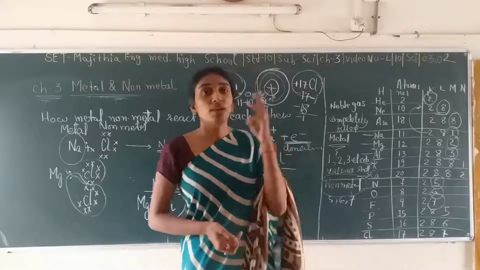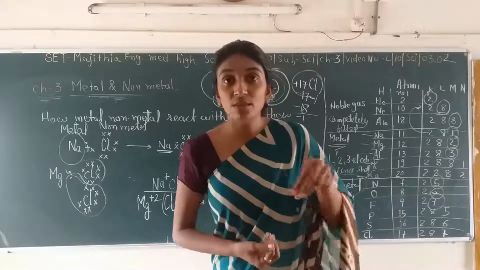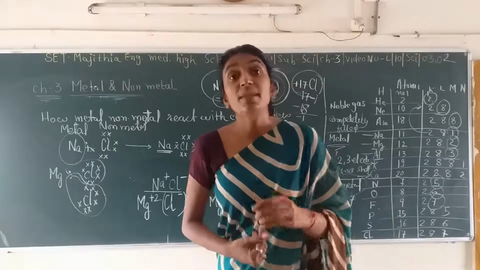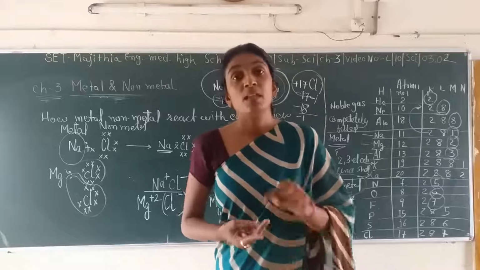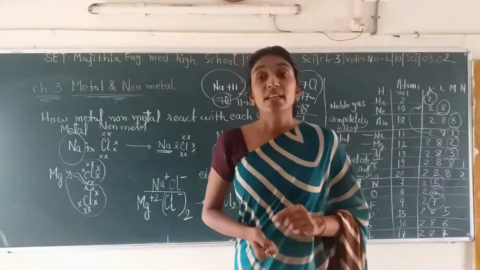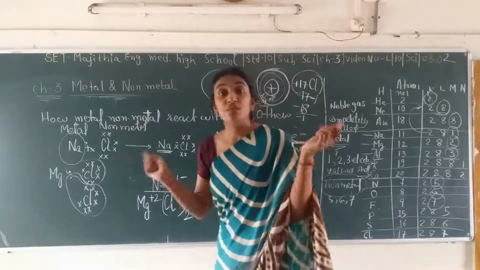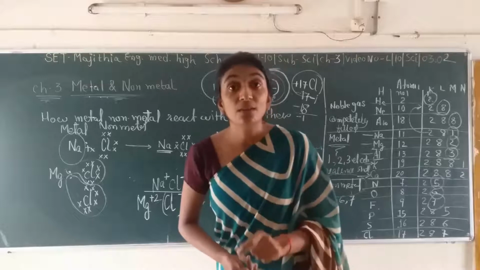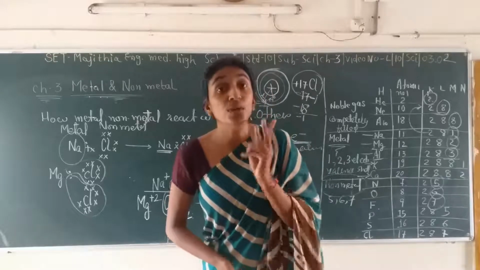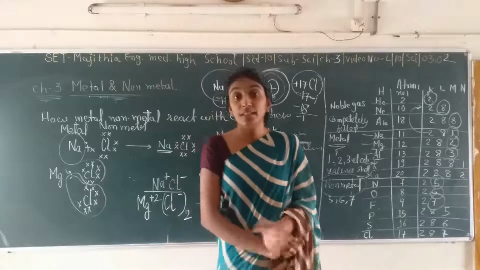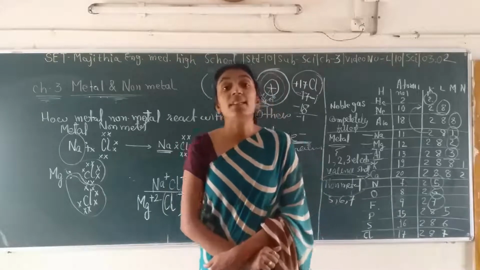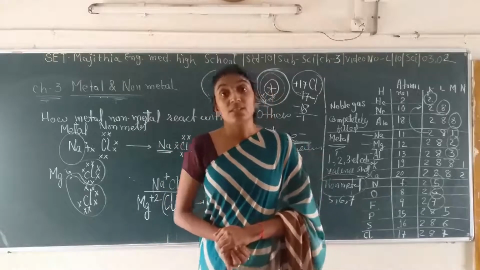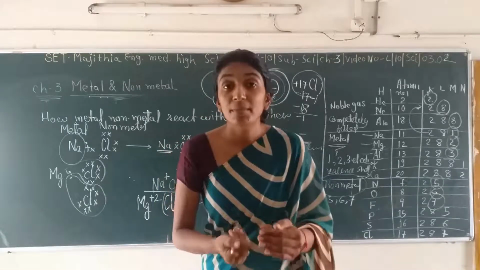There are only three kinds of things on the basis of which we can classify an element as noble, metal or non-metal. If the outermost shell, which we call the valence shell, has only 1, 2 or 3 electrons, then we call it a metal. If there are 5, 6 or 7 electrons in the valence shell, then we call it a non-metal.